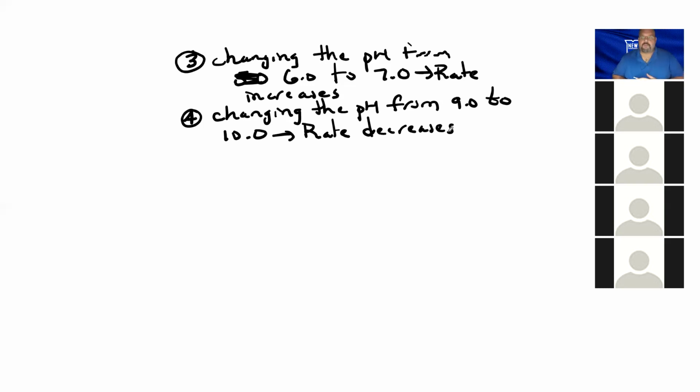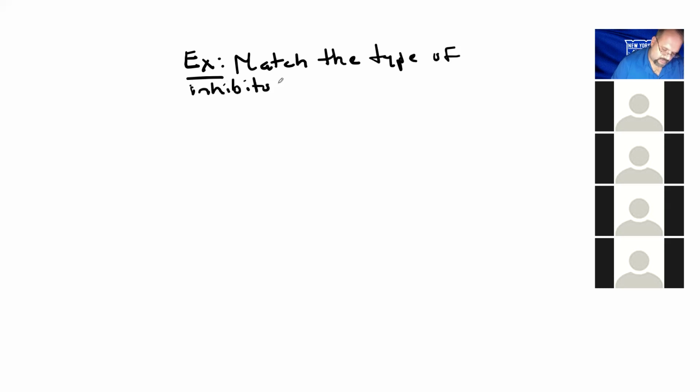All right. Let's take a look at one more example, and then we'll switch to nucleic acids. All right. So again, what do we have? Match the type of inhibitor to the following statements.